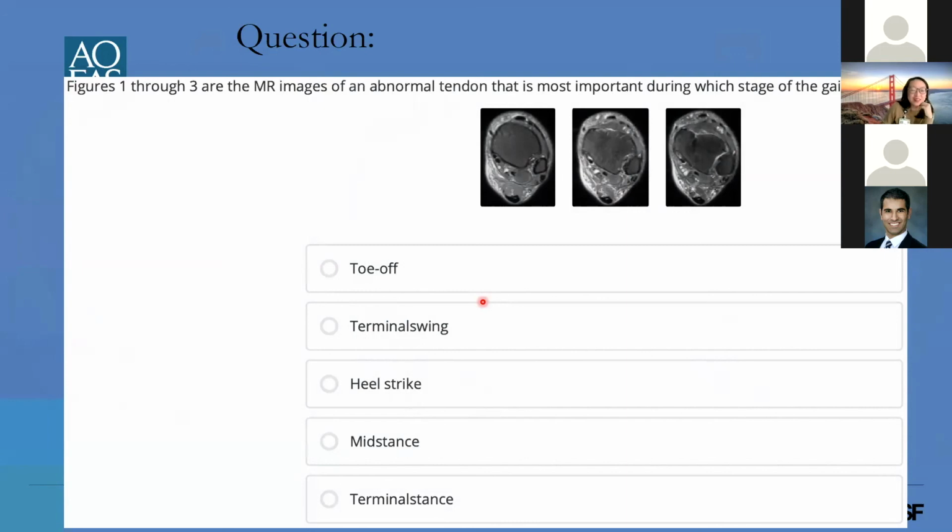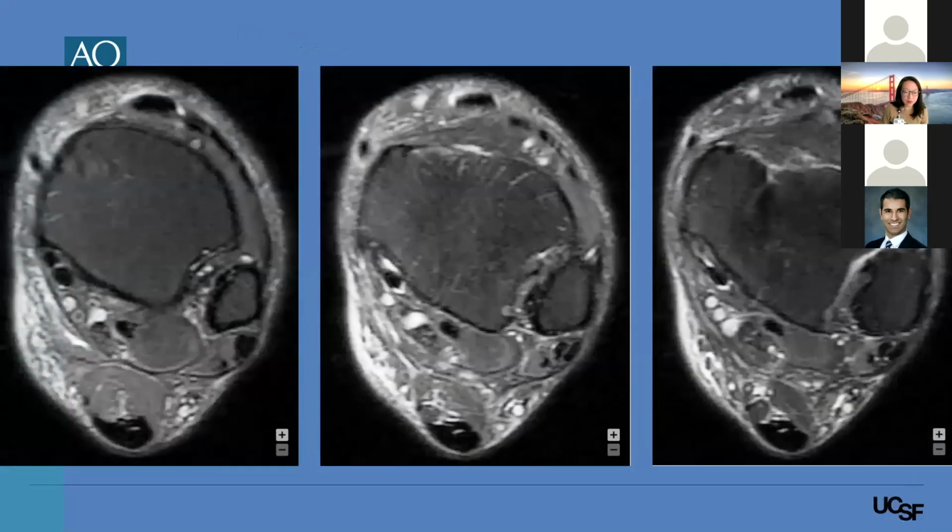So the posterior tib, what it does is that once it fires, it creates a really rigid hind foot, right? And that's getting your foot ready so that the Achilles and the gastroc and soleus can really start to fire. And that is usually at the end of stance, just when you're getting ready to push off. So correct, terminal stance.